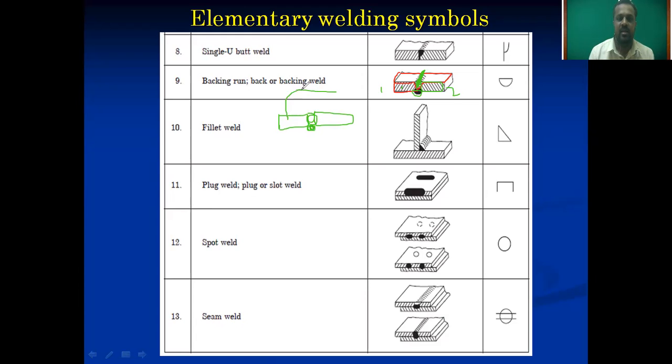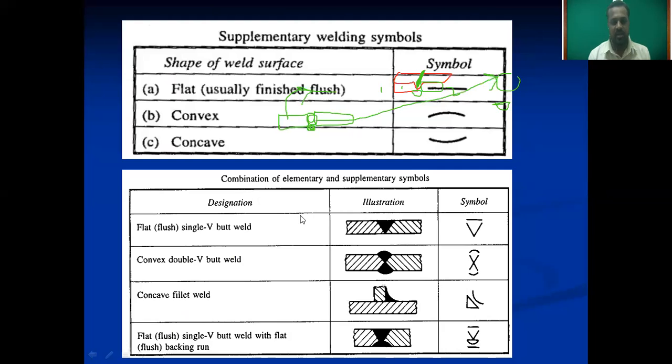It is called the backing weld, and this is the symbol for the back weld. Okay, see, the half circle like this. So this is the symbol for the back weld. Okay, now say here, what they have given is flat. Flat is different, then single V butt weld is different, then with backing run is there. Okay, three combinations are there.